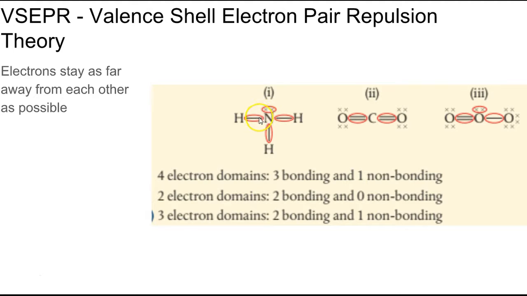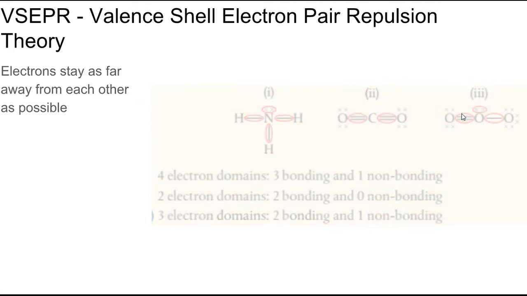So let's take a look at this first one. Nitrogen is going to have 4 domains. 3 of them are going to be bonding domains, and 1 of them is going to be non-bonding. Carbon dioxide right here has 2 electron domains, and both of them are bonding domains. Again, it doesn't matter if it's a single bond, double bond, or triple bond. We're going to consider it as a bonding domain regardless. And for the third one, ozone, O3, we've got 2 bonding domains. Again, we do not discriminate between single bonds or double bonds, and 1 non-bonding domain.